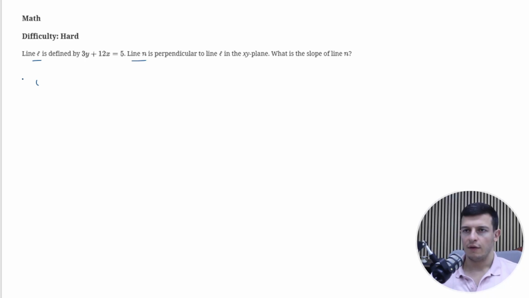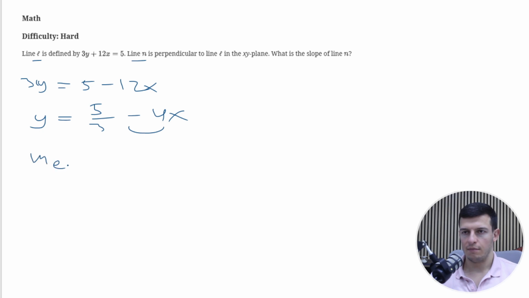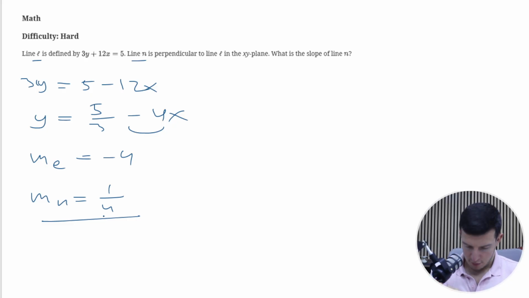So we have to say 3y equal to 5 minus 12x, and then we need to leave y alone with no coefficient, so we divide everything by 3. This is going to be minus 4x. So the slope of this line, m_L, meaning the slope of line L, is going to be -4, and the slope of line N is going to be the negative reciprocal of that, so that's going to be not 4 but 1/4. Okay, good. So that concludes what I wanted to talk about regarding linear equations in two variables.